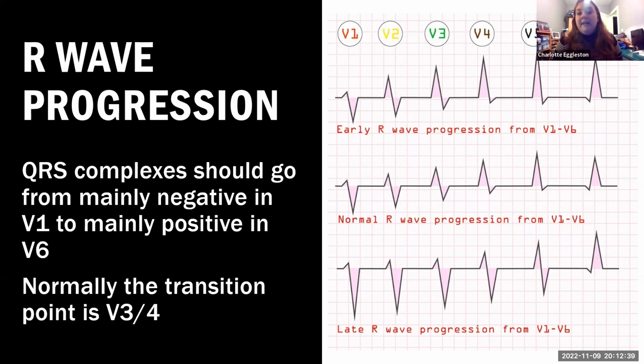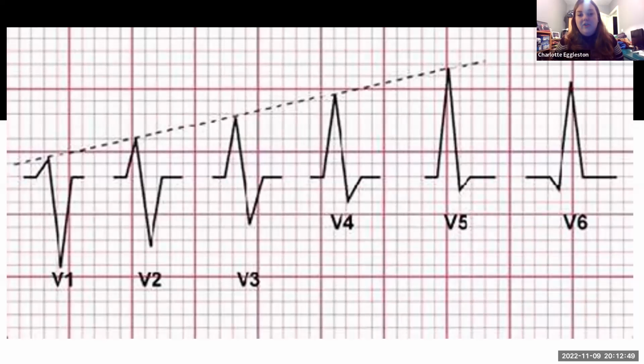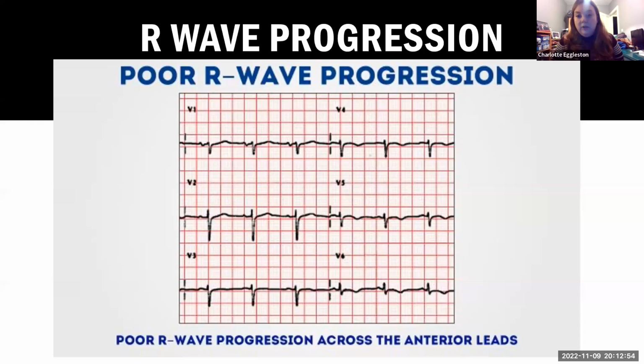So often that means it will take a long time for it to get positive, or get positive really early, and you'll get a change in the R wave progression. I'll show you an example. So normally we get this transition from very negative to very positive about V3, V4. You can see on this example, actually, it doesn't really get positive until V6. So we would call this poor R wave progression.